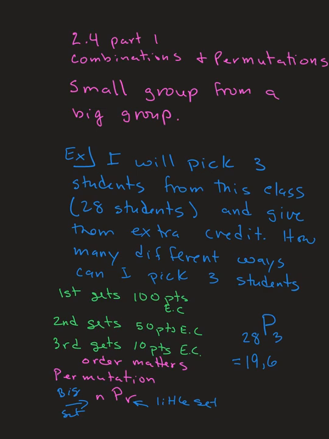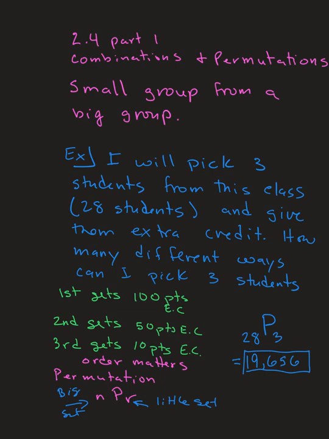So in my calculator, I'm going to do 28P3, and I get 19,656. That seems like a lot of ways, right? If there's 28 students, I'm only picking 3. I did not think there would be that many groups, but that's a lot of groups.